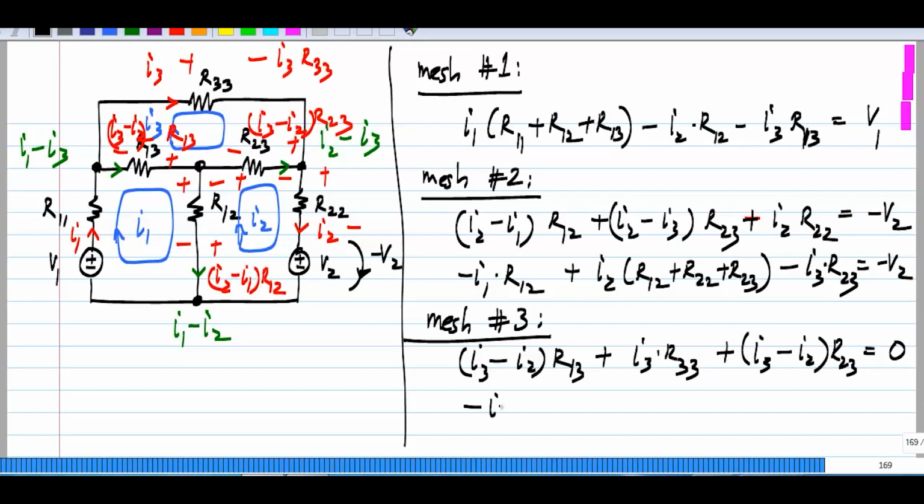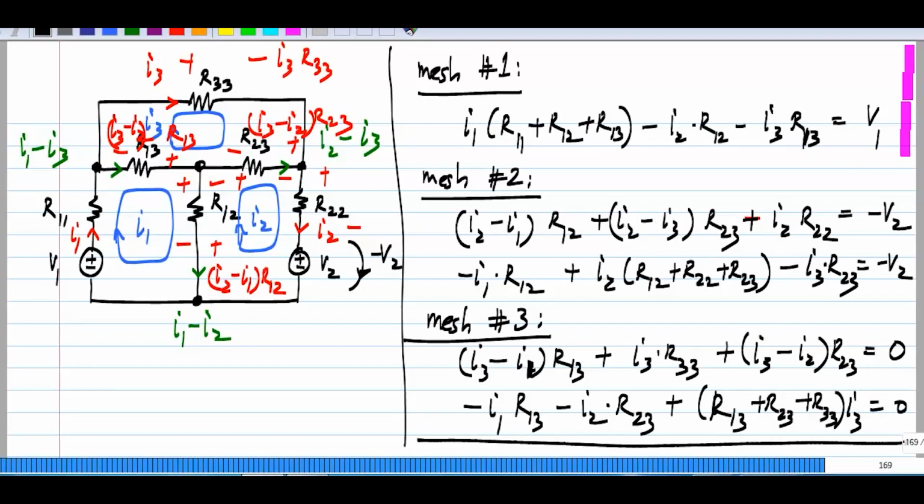Again collecting the coefficients, I have minus I1 R13 minus I2 R23 plus (R13 plus R23 plus R33) times I3 to be equal to 0. Now I'll put this in a matrix form, which is convenient.